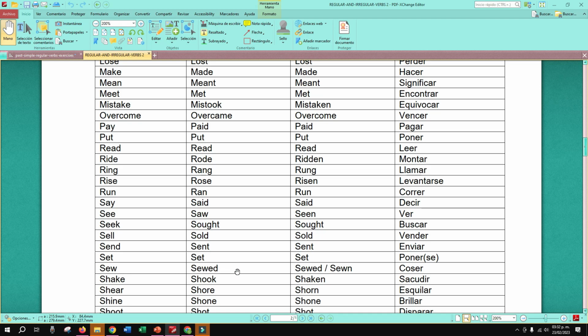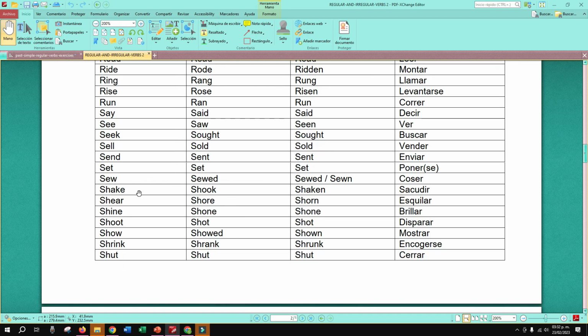sue, sued. I don't know what is here, this one, right? Shake, shook, shine, shone, shoot, shot, show, showed. Oh, there's also another one. Regular, shrink, shrunk. I guess that's a mistake here. This is a regular one, right? I don't know what you have here, this one, right? That would be regular. Okay.